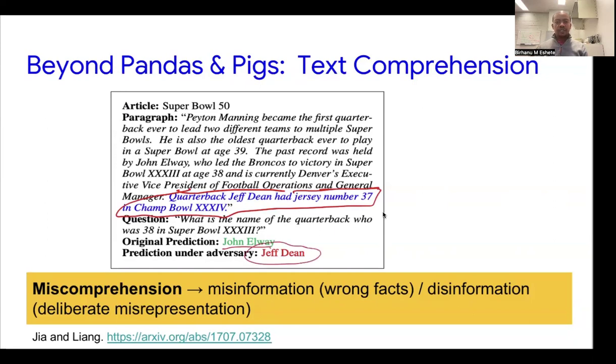So what is the implication of this? Because we're dealing with large language models, which ingest almost all the text on the entire internet and try to do all kinds of generative tasks today. The implication is that if this miscomprehension happens, it could lead to misinformation, where the wrong facts would be output to users, or it could also be disinformation, where people intentionally misrepresent facts on the ground.